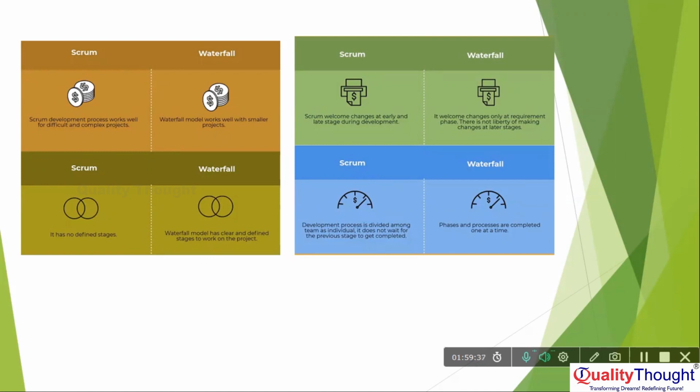Whereas waterfall cannot accept changes. In Scrum, the development process is divided among teams as individuals. It does not wait for the previous stage to get completed. In the waterfall model, you are dependent on the previous stage. Once analysis is completed, then only design can start. Once design is completed, then only coding can start. Once coding is completed, then only testing can start. That is a drawback in waterfall.